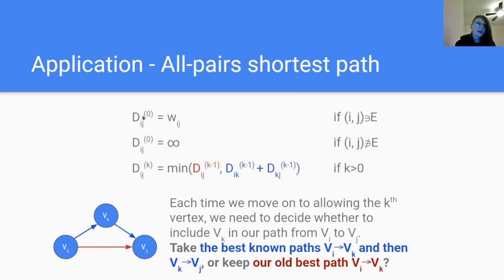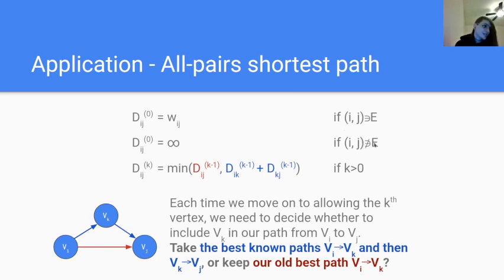D of i, j, 0 is saying that to get the distance from any i to any j using 0 other auxiliary internal vertices, so nothing other than i and j, is just going to be the weight between i and j if i and j is an edge. If there is an edge between i and j, then we just look at the weight between them. Since we're not allowed to use any other vertices as auxiliary vertices to complete the path, it's just going to be the weight of i and j.